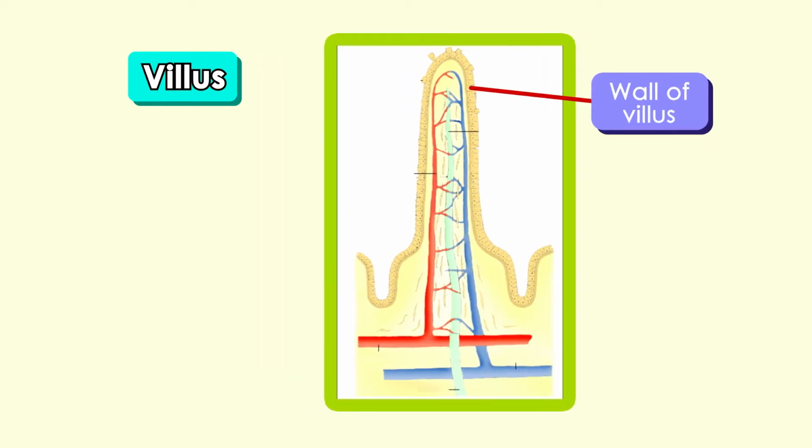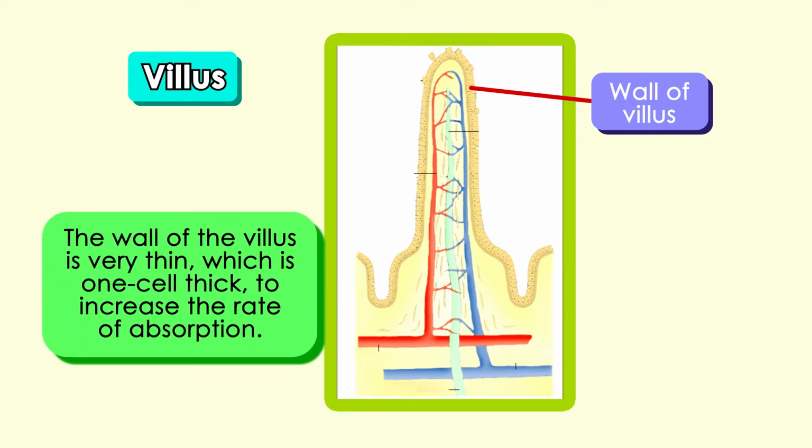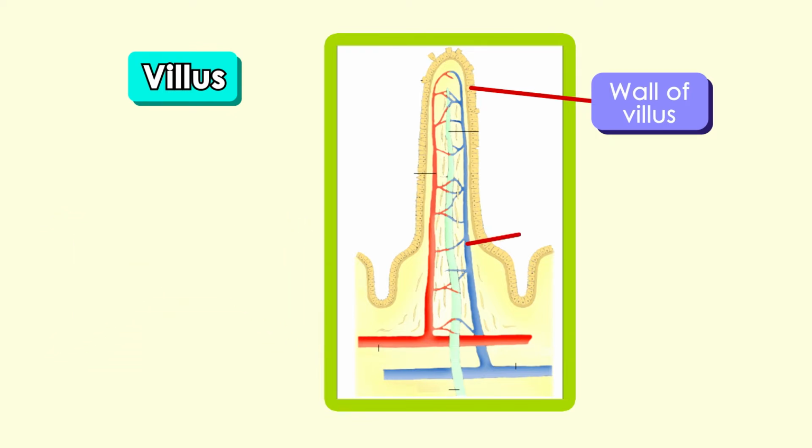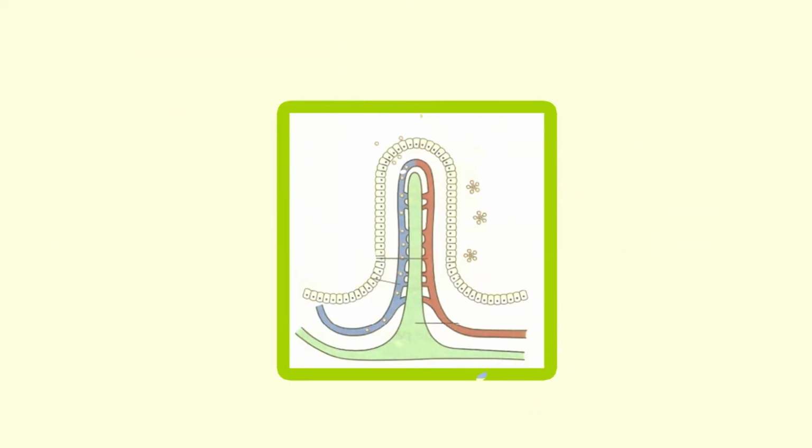This is the wall of the villus. The wall of the villus is very thin, which is made up of one cell thick to increase the rate of absorption. And this is the blood vessels in the small intestine. Its function is to transport nutrients to all parts of the body. Pupils, do you know how absorption occurs at the villus? Let's take a look at this diagram.